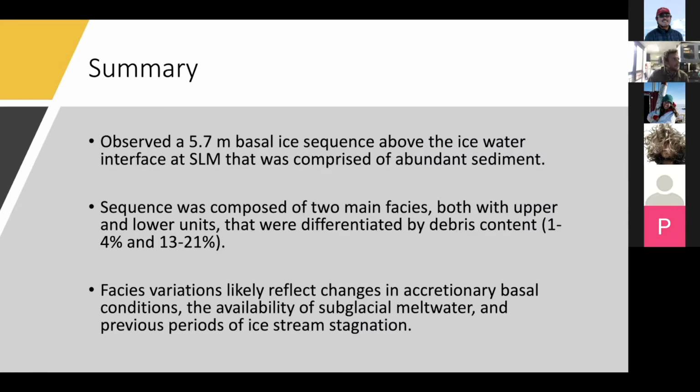So to summarize, we observed a 5.7 meter basal ice sequence above the ice-water interface at SLM that contained abundant sediment at times. The sequence was composed of 2 main facies that were differentiated by that sediment content. And then the facies variations likely reflect changes in accretionary basal conditions, the availability of subglacial meltwater, and then possibly previous periods of ice stream stagnation.